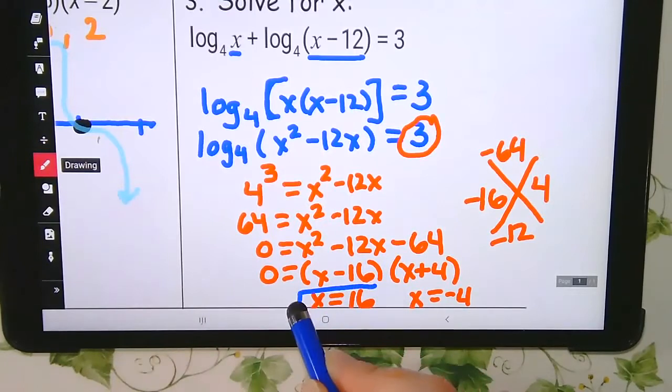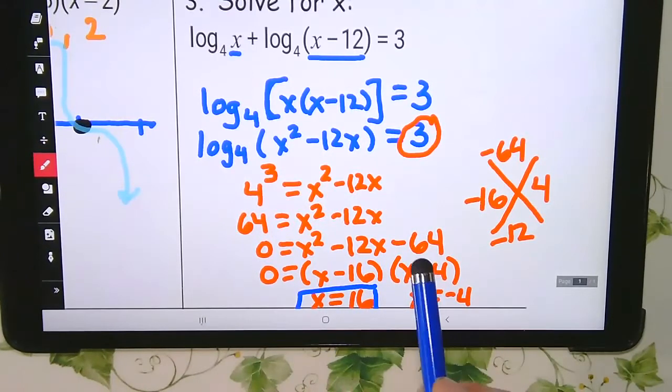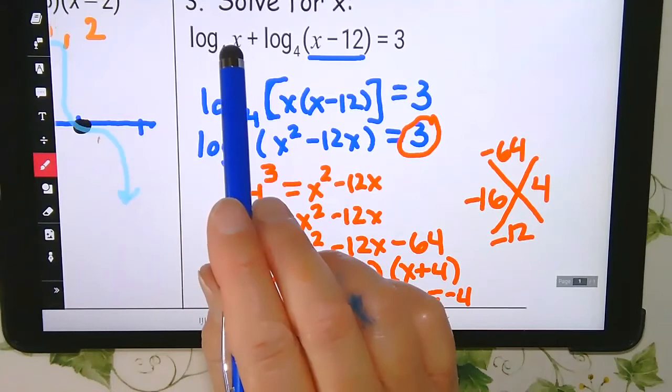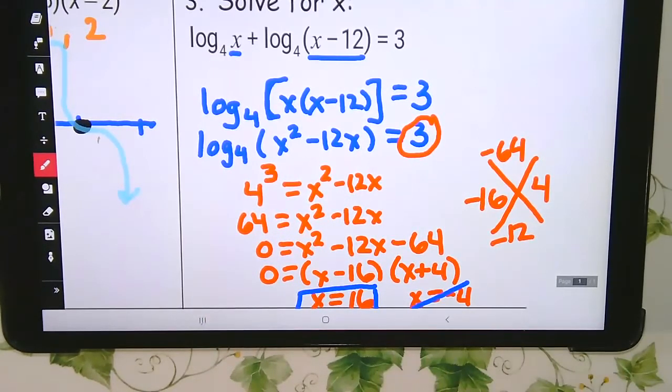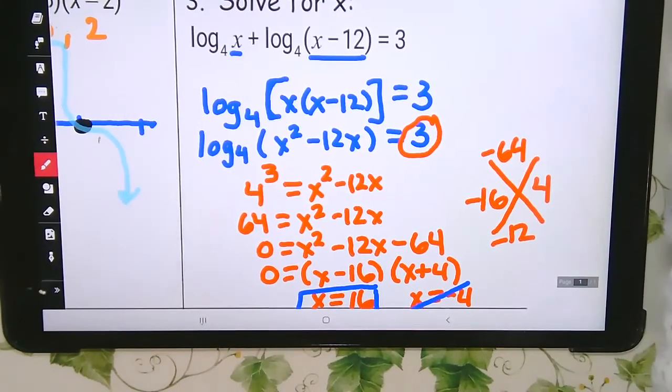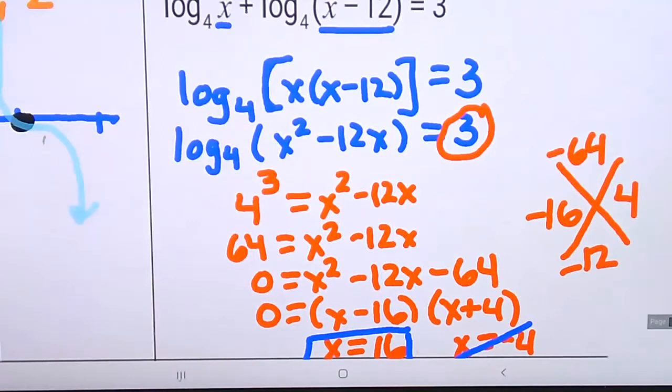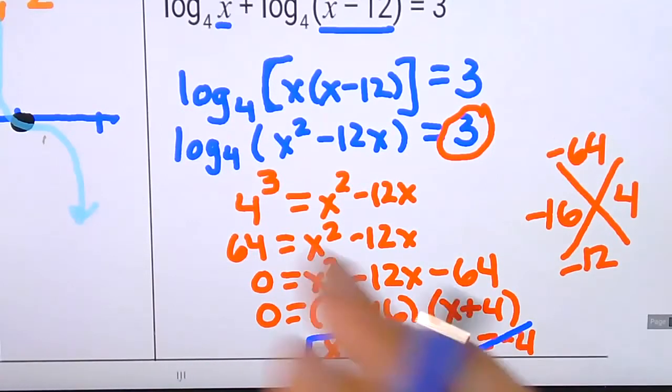So that is going to be an answer. And then when I put negative 4 in, it's going to be negative here. It's also going to be negative here. So this one is not. So 16 is my answer. Got to check for extraneous solutions on that. Okay. Next problem.